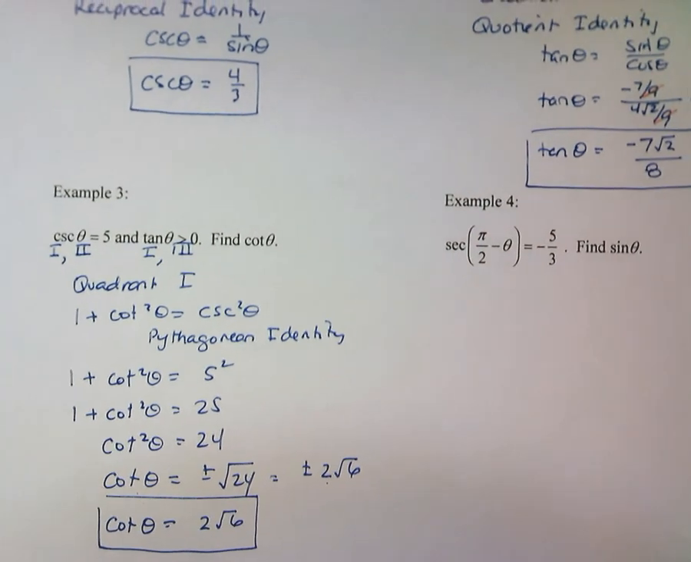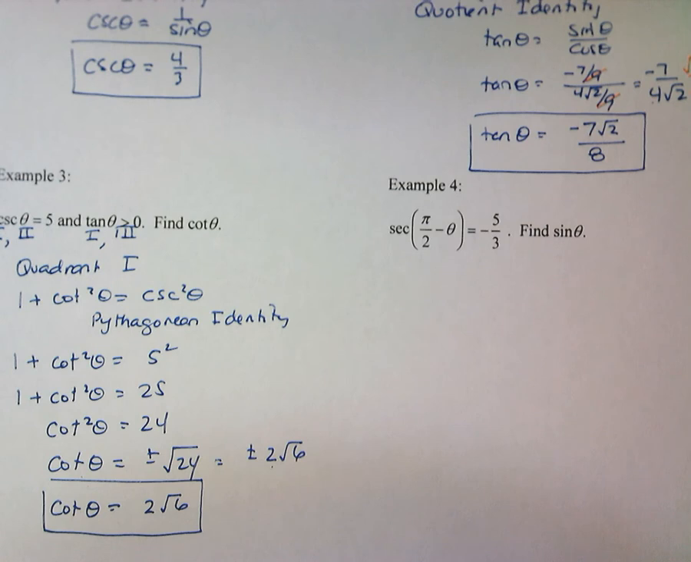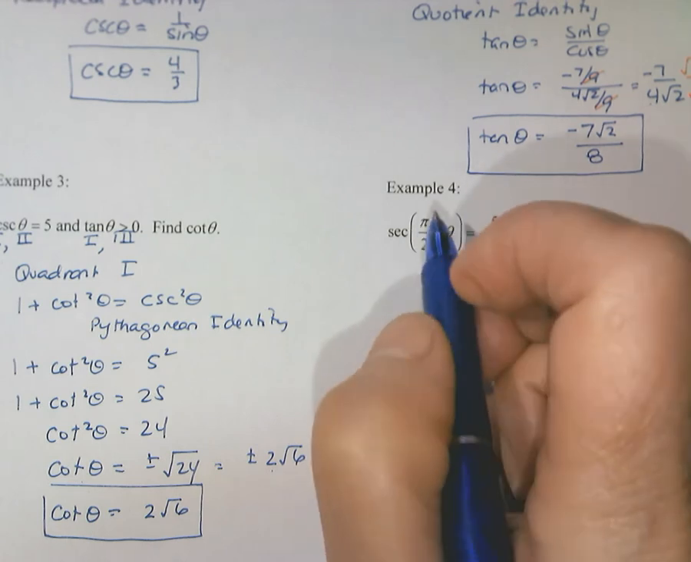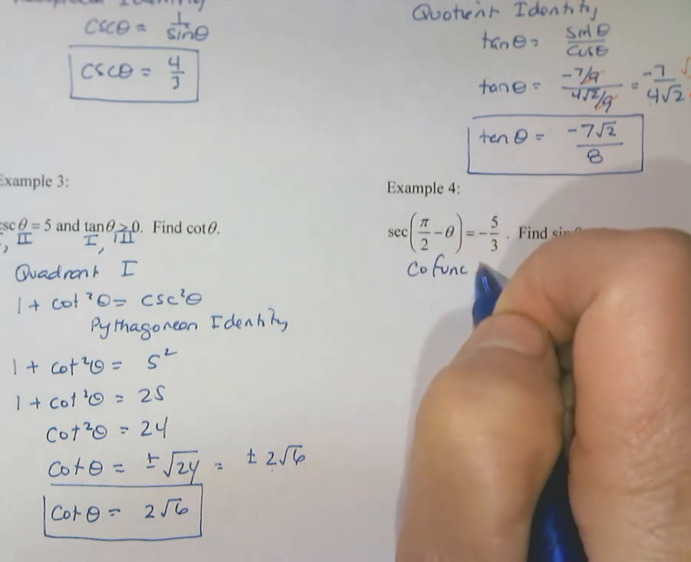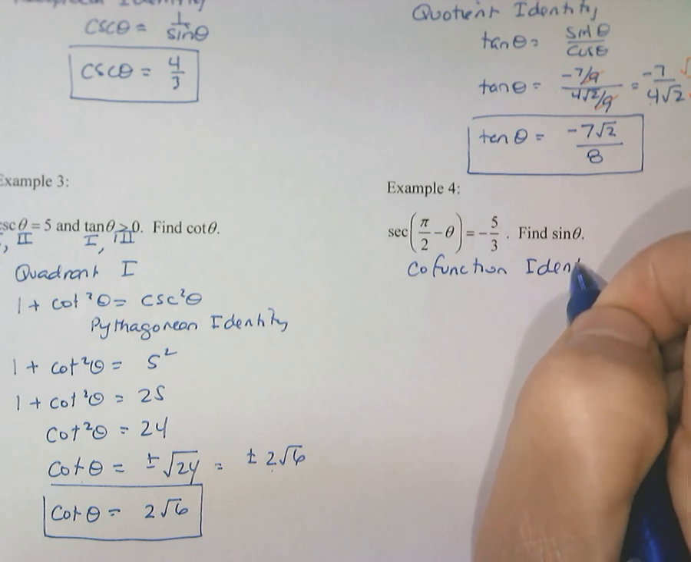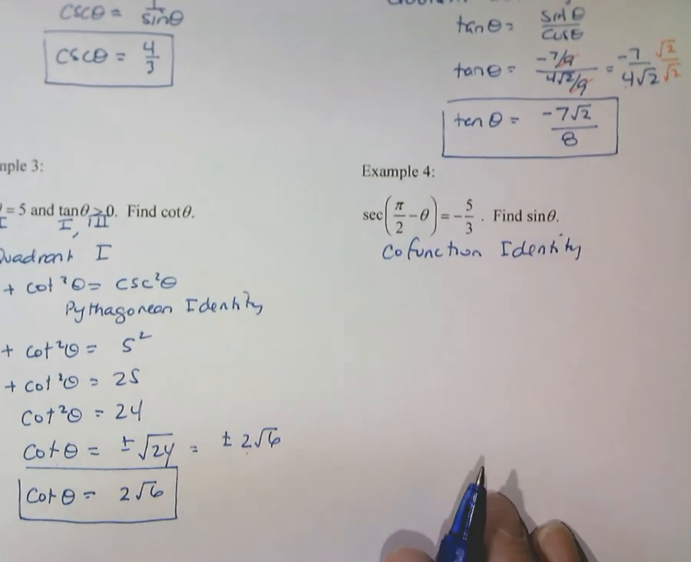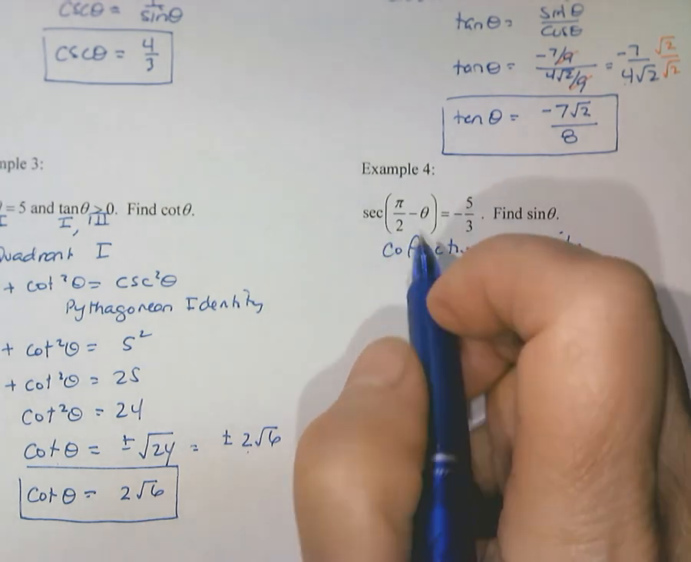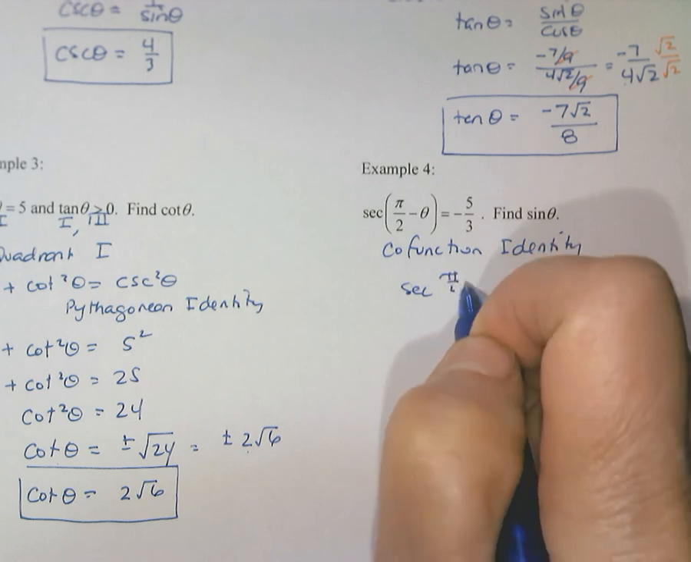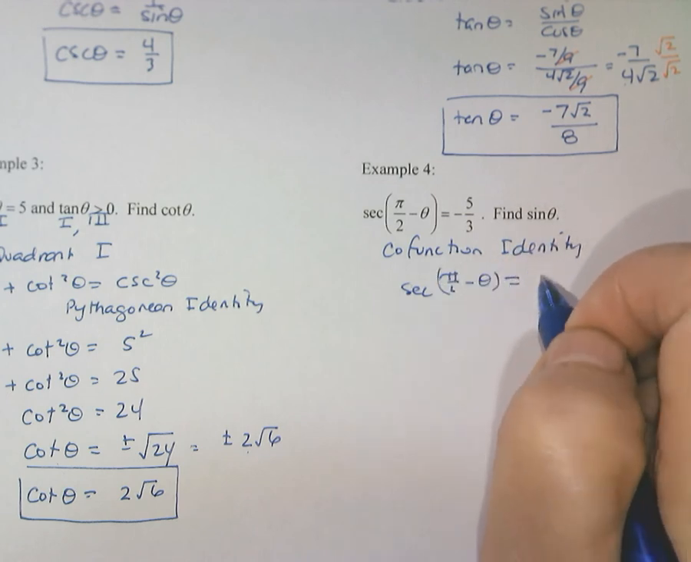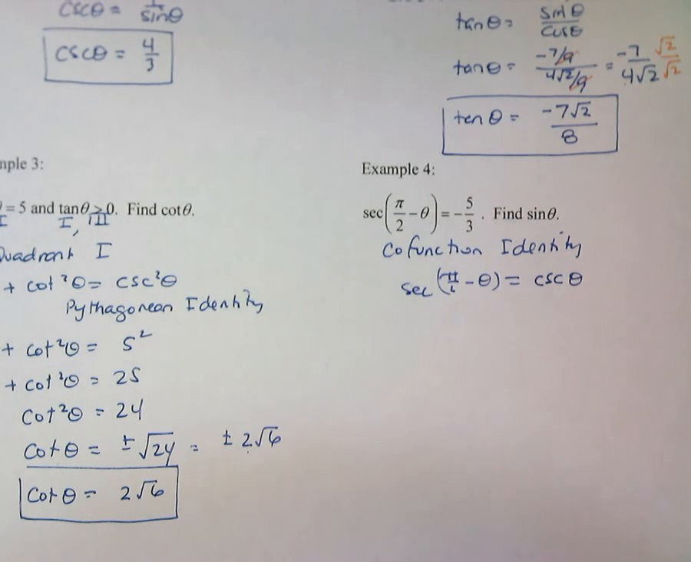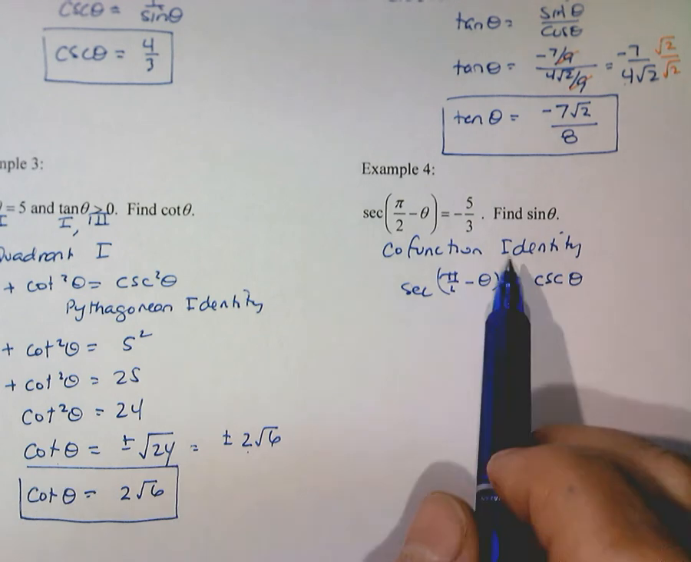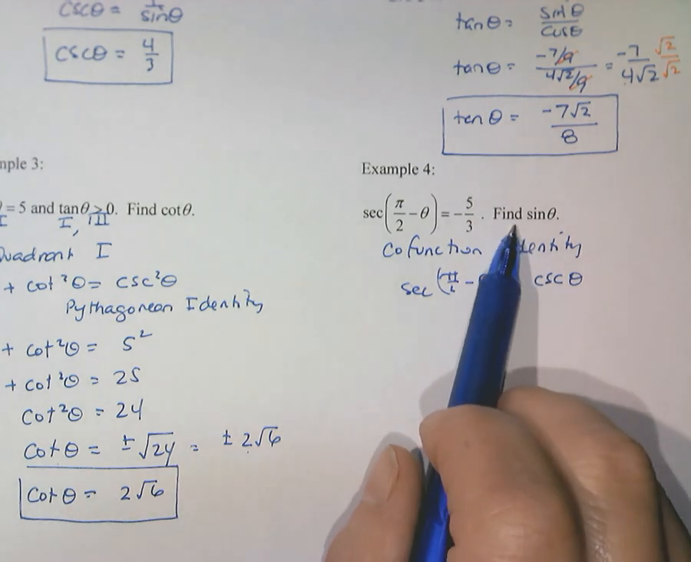And my last example on here is an identity that we don't use that often. We're going to use the cofunction identity. And it doesn't come up very often. The cofunction identity says that secant of pi over 2 minus theta is going to equal cosecant of theta. So this tells me cosecant of theta is going to be negative. So when I want to find the sine of theta, I also want it to be negative.